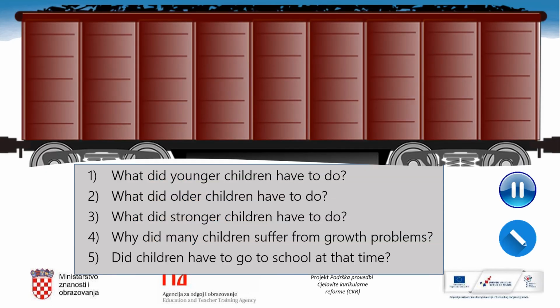Read the tape script again or listen to Emma's teacher and answer the questions. What did younger children have to do? What did older children have to do? What did stronger children have to do? Why did many children suffer from growth problems? Did children have to go to school at that time? Pause the video and answer the questions in your notebooks.